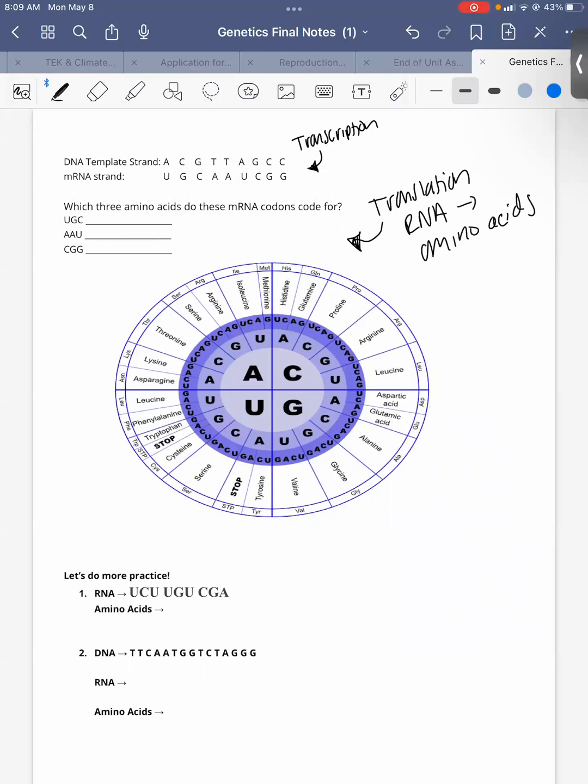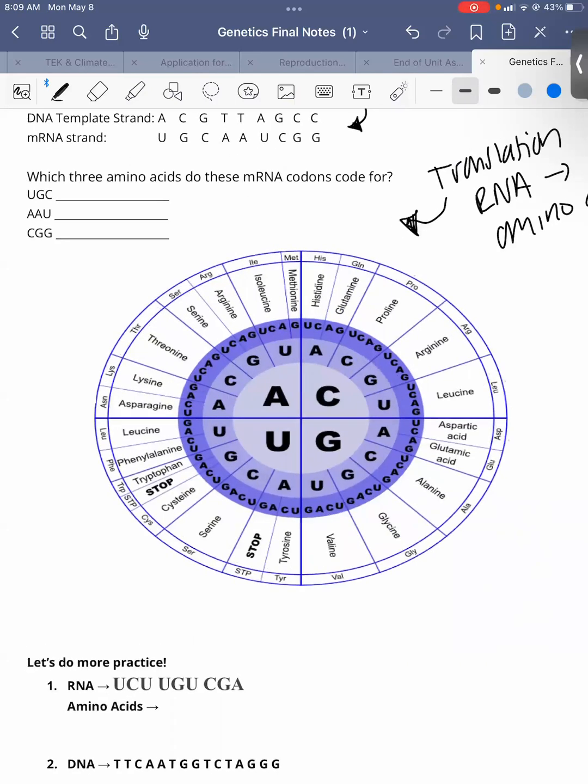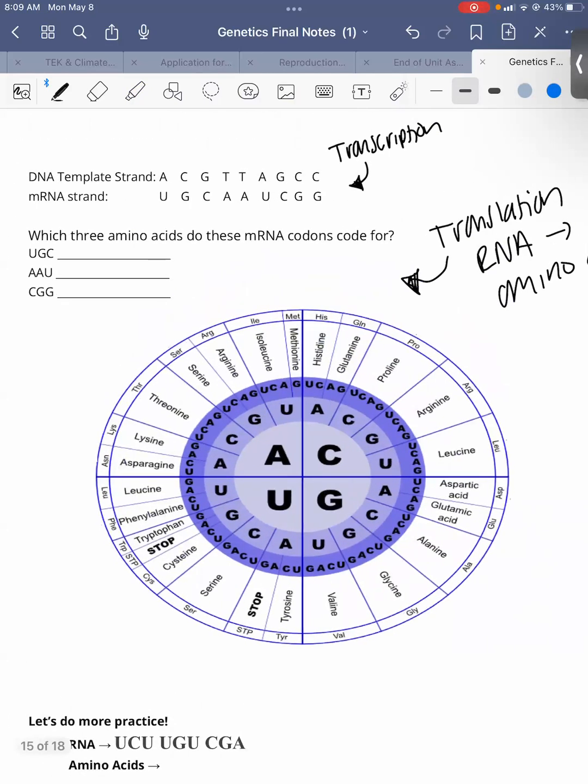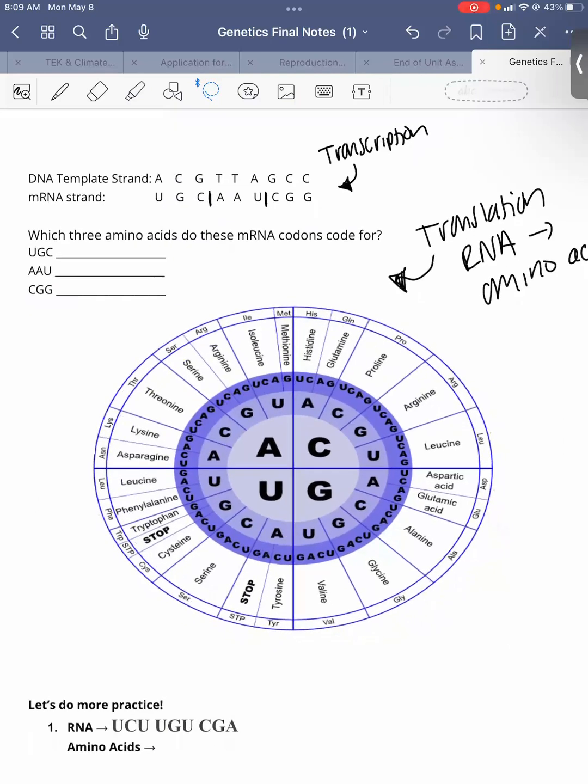Okay, so let's go ahead and get our first practice. We're going to read the bases. We have 3 codons here, okay? So remember how I said we have 3 codons. In RNA, we just separate every 3, right? So here's this codon right here, UGC, that's the first one. AAU, we put it down here, and then CGG, okay? So we have our 3 codons. We need to figure out what amino acids they code for.